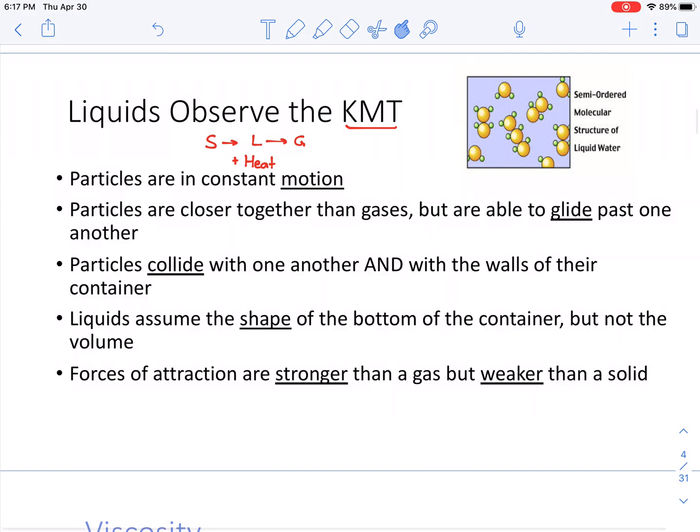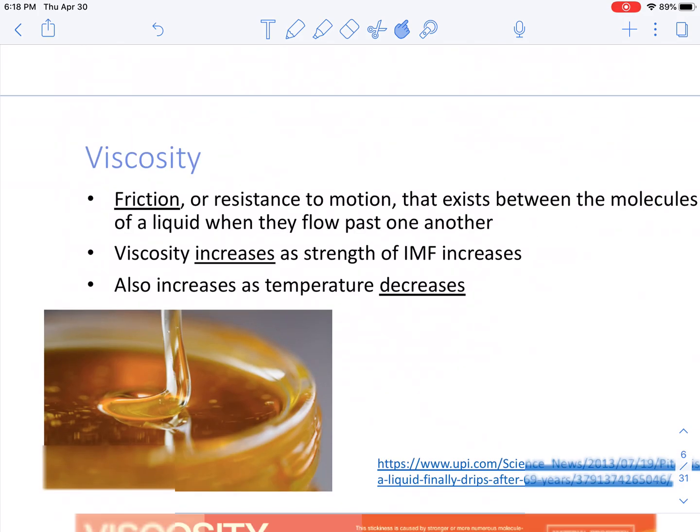and motion is what causes things to be solid, liquid, or gas. And so for liquids, we know that these particles are pretty darn close together, right? They sit in the bottom of something like a water glass, but they are able to slide past one another, unlike a solid. They do collide with one another. They collide with the walls of their container, and they have pretty strong attractive forces, right? Stronger than a gas, certainly, but not as strong as a solid. So that gives rise to some interesting properties of liquids.